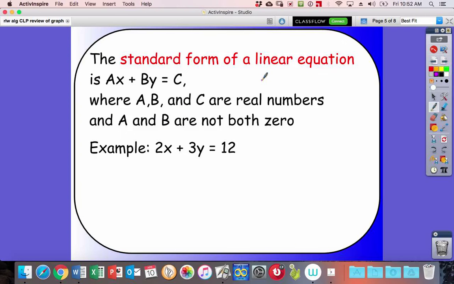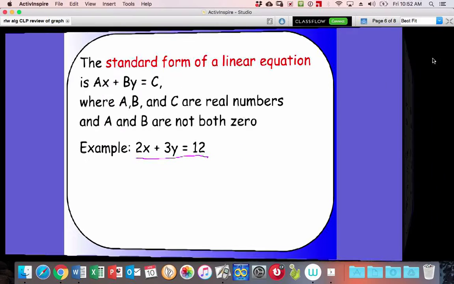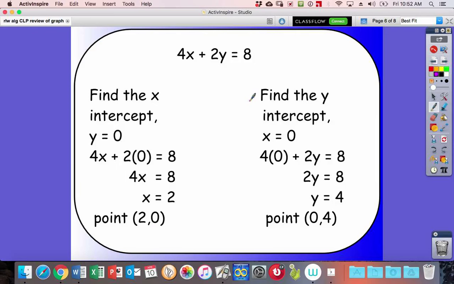Okay, now standard form of a linear equation. That is what I call the pretty form. It looks like this: you have 2x plus 3y equals 12. The easiest way, I think, to graph this one is to find your x and y intercepts. If you set y equal to 0, I take the equation and put a 0 in for y right here. Then I solve for x.